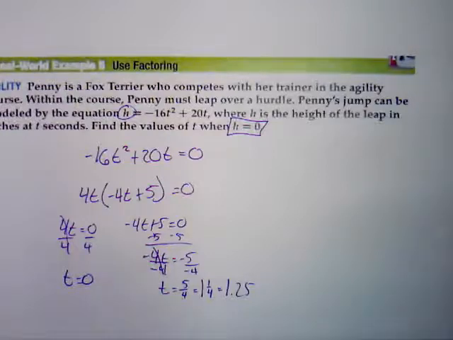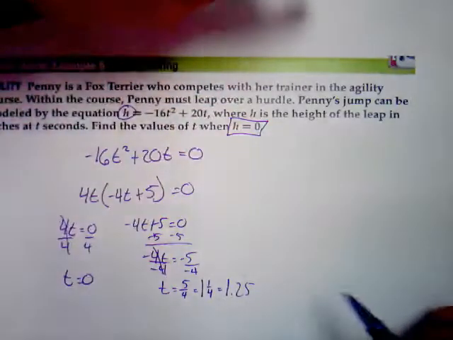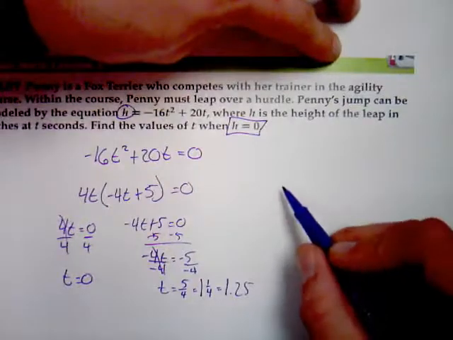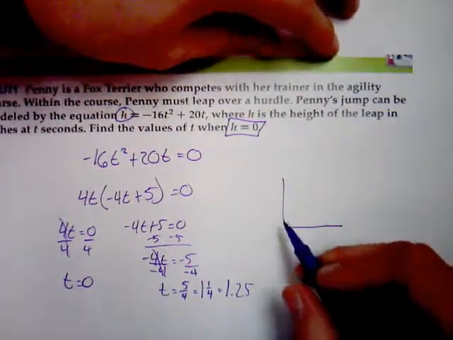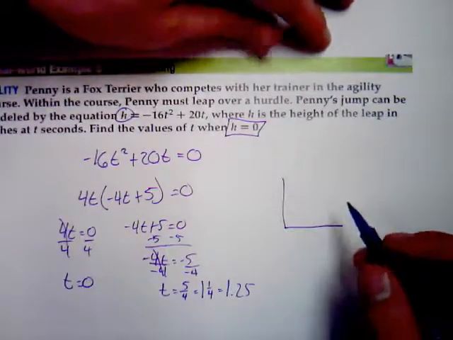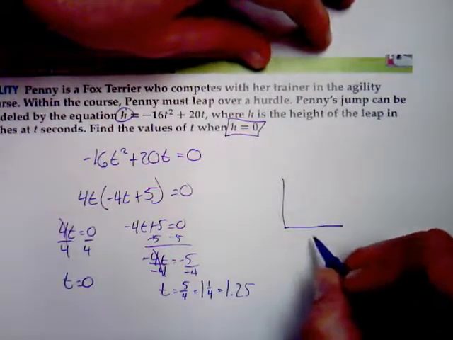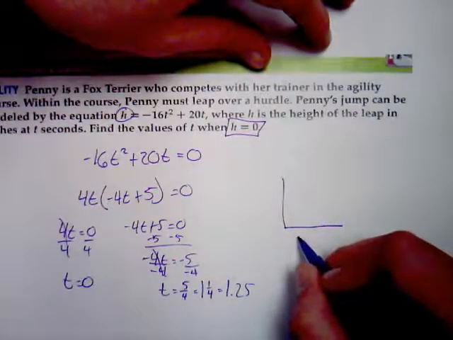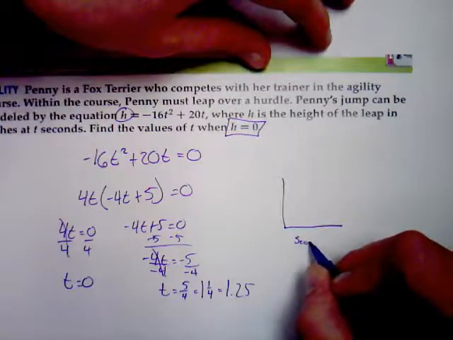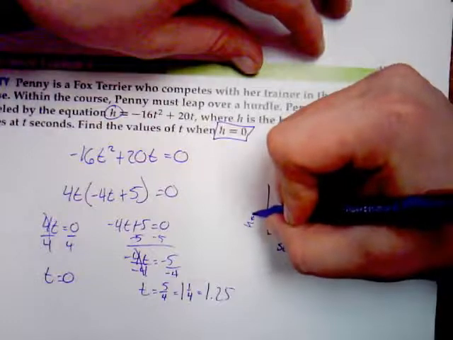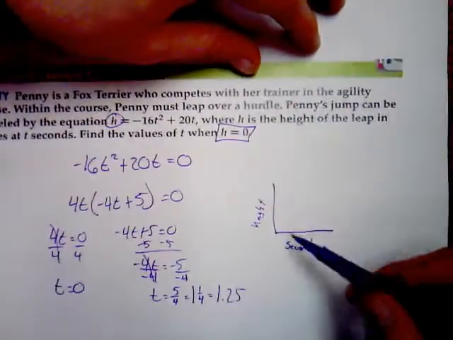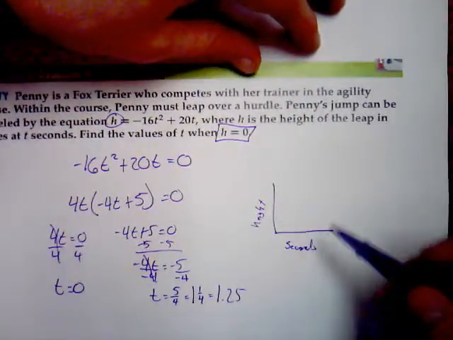So now, you might be asking yourself, this is a real life problem, how can it have two answers? To be completely honest with you, a lot of times one of the answers doesn't make sense or it's not of use to us. But in this case, both of them are valid. So if this is a graph of Penny's jump, at the bottom here this is seconds, and this is height.